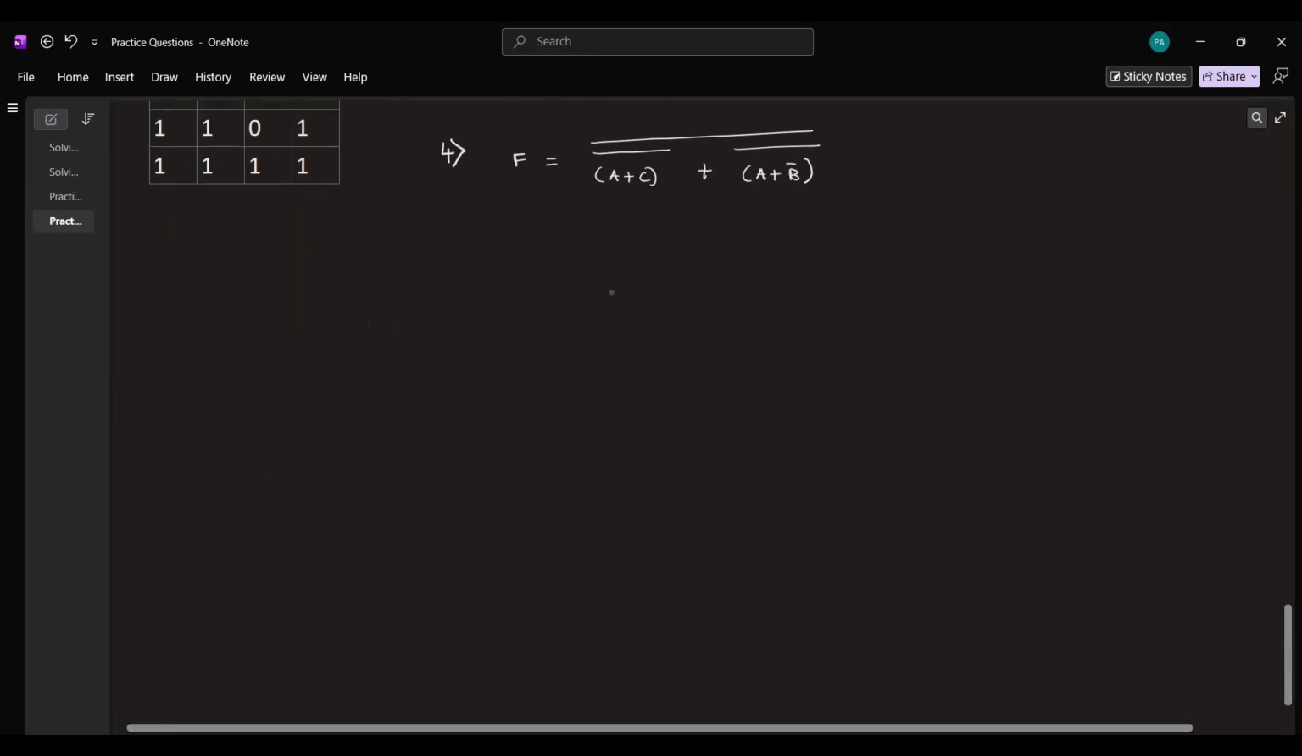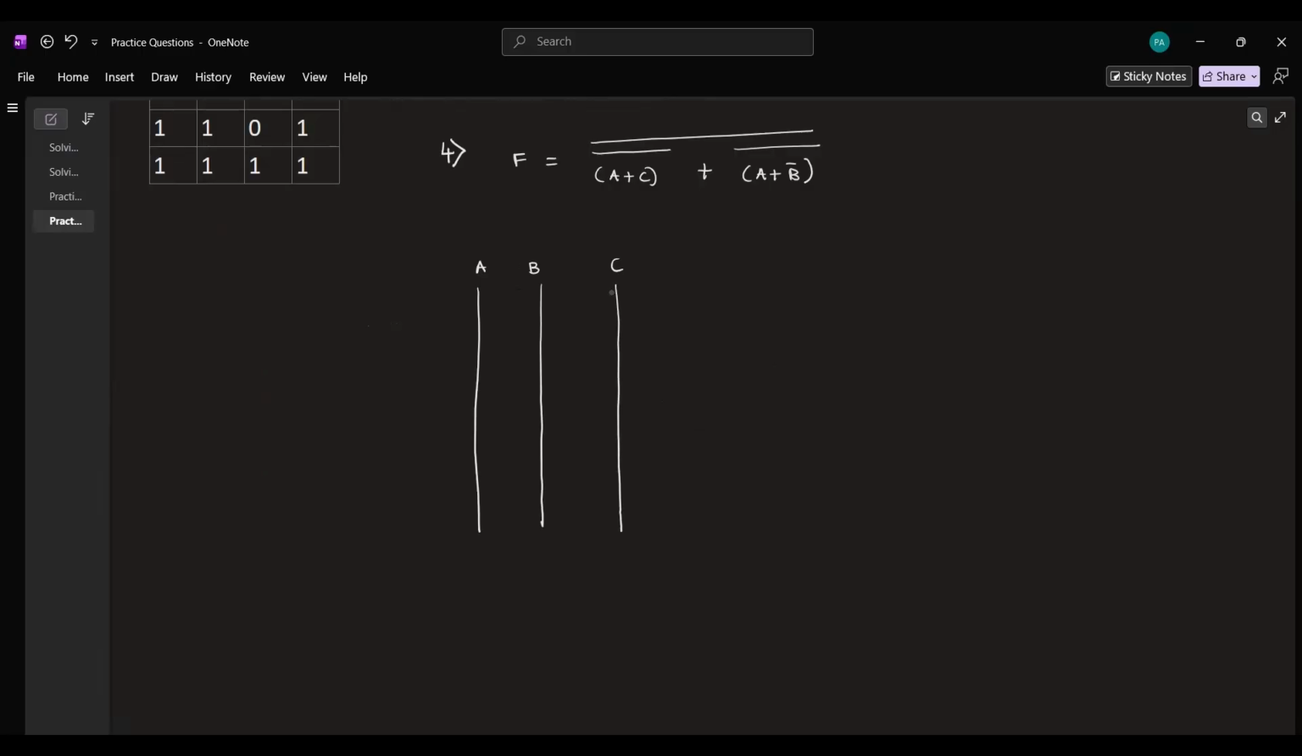Now I can draw this. Here we have the ABC input lines. So we need A and C through a single NOR gate. Let's draw that. And when you are doing with the standard one, make sure to put those big black dots. And then we have A plus B bar. So we need a B bar. So let's do that also. We have to send it twice through a single NOR gate. And there comes the dots or circles.